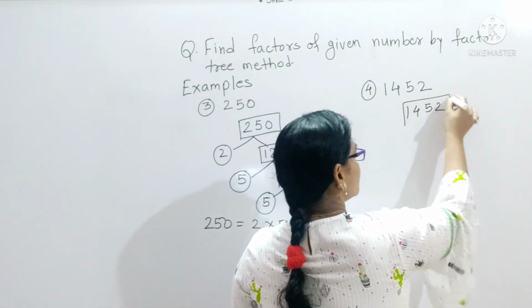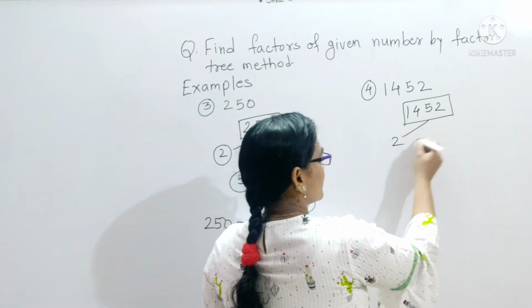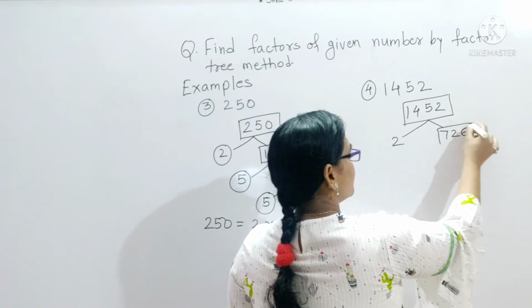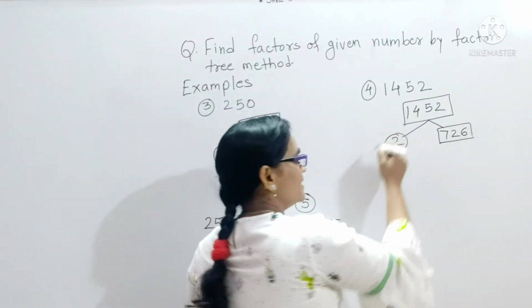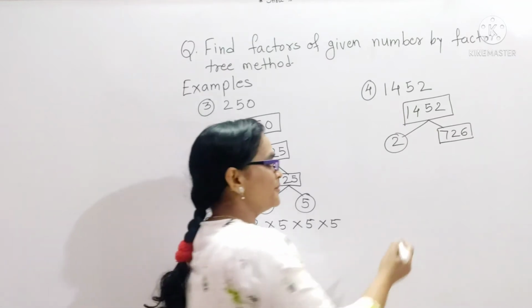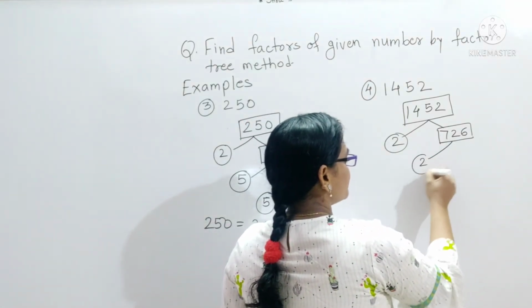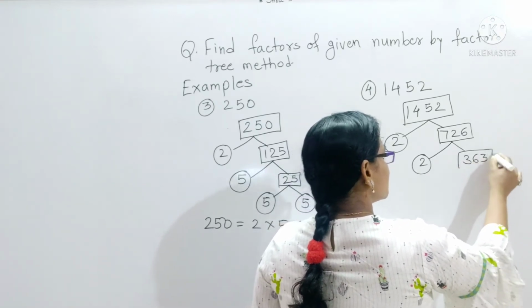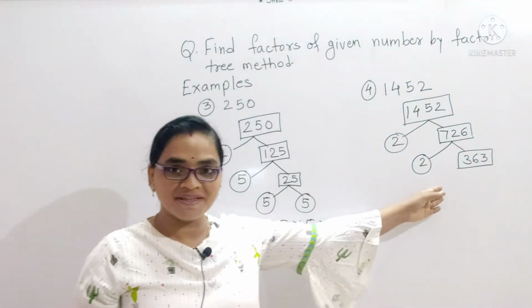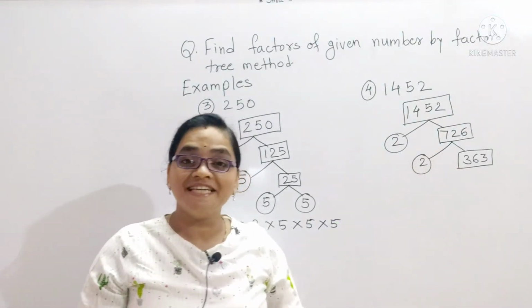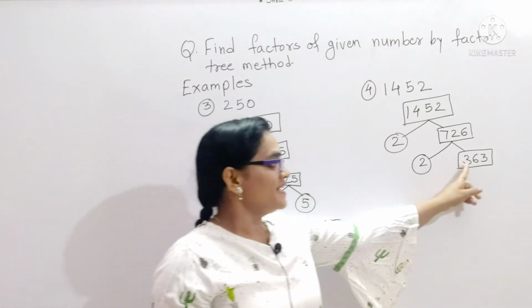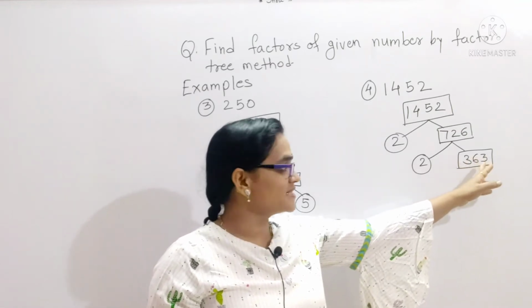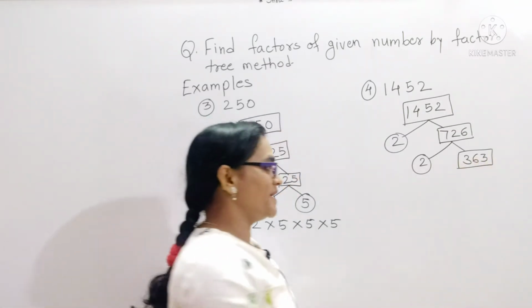1452, ones place 2, means this number is divisible by 2. 2 sevens are 14, 2 twos are 4, 1 remains, 2 sixes are 12. 726 is again divisible by, yes, 2. 2 threes are 6, 1 remains, 2 sixes are 12, 2 threes are 6. Here actually what we are doing, remember? We are doing division. Yes, 363 is not divisible by 2. Then let's check by 3. Yes, 3 plus 6 is 9, plus 3 is 12, means this number is divisible by 3.